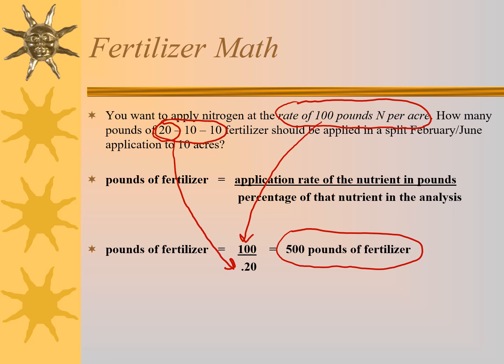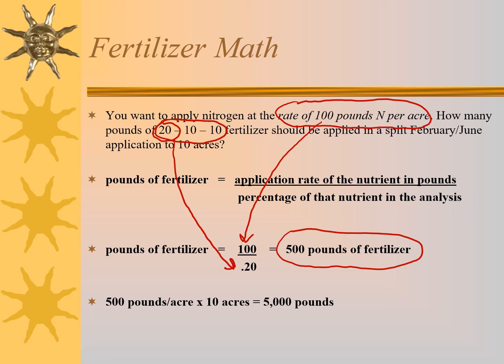All right, and then carrying the problem through, we know that we have 10 acres of nursery stock that we need to treat. So on this line, we're simply multiplying 500 pounds per acre times 10 acres. That would give you a total of 5,000 pounds of fertilizer that would need to be applied in 2 applications to 10 acres of nursery stock.